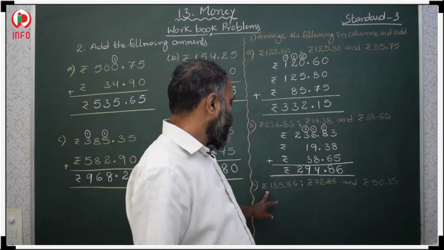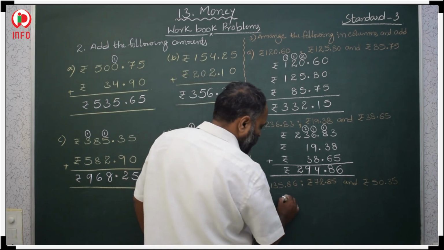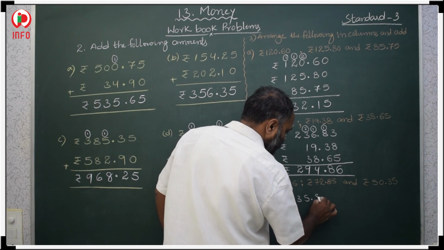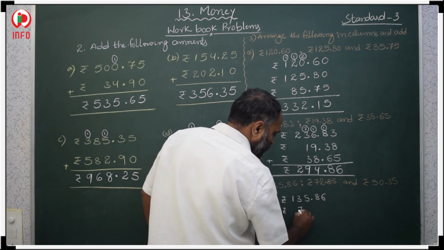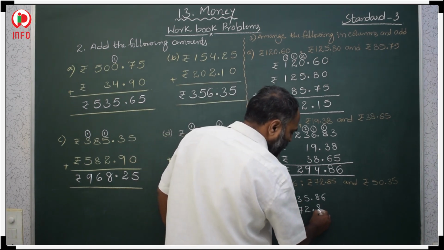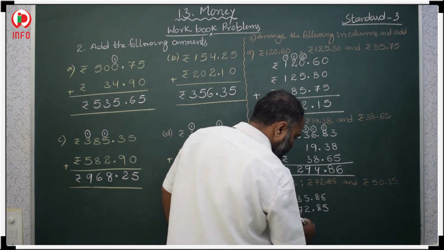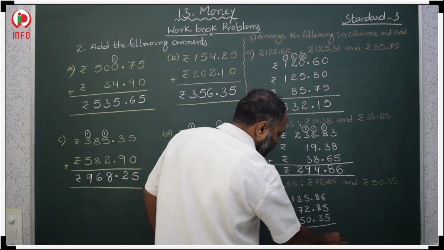The next question. The first amount is 135 rupees 86 paisa. Next, 72 rupees, you start from the tens place, and 85 paisa, and the next amount is 50 rupees 35 paisa. Now add.